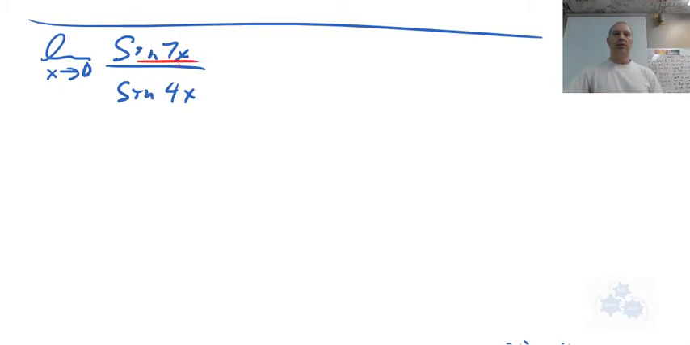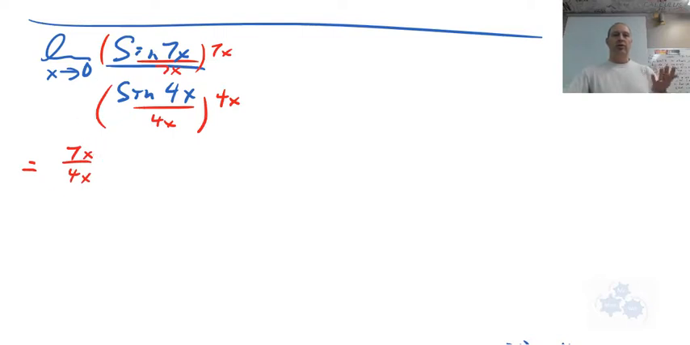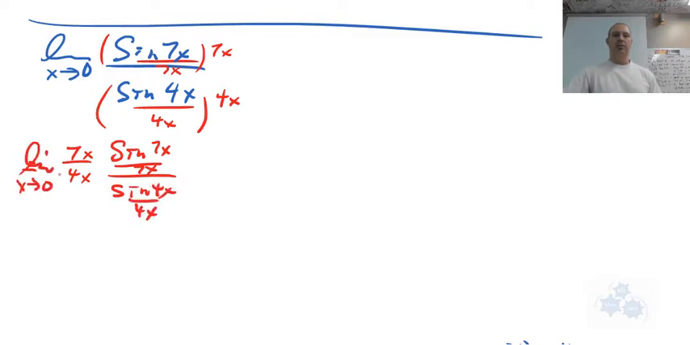We can use that, and here's how. If I write this over 7x, that would mean I'd have to multiply by 7x out here. If I wrote this one over 4x, all that would mean is I'd have to put a 4x in the numerator out there. Now what does that do for us? I now have 7x over 4x, which simplifies because the x's cancel out, and here I have sine of 7x over 7x and over sine of 4x over 4x, and of course we're taking the limit as x approaches 0.